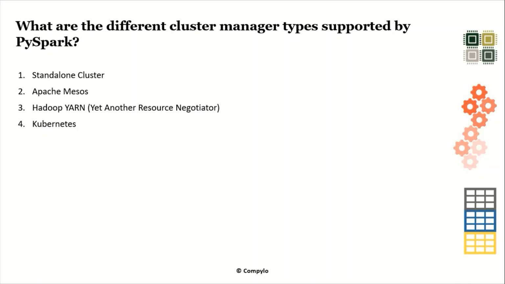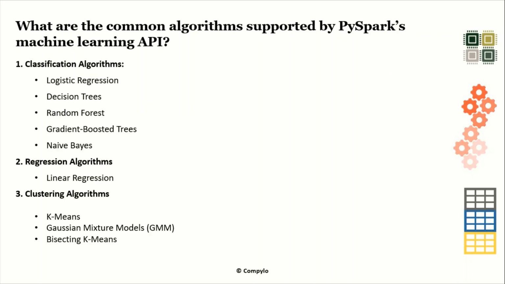Each cluster manager has its strengths and is suitable for different use cases. The choice of cluster manager depends on factors like existing infrastructure, the scale of the application, resource management needs, and the complexity of the deployment. PySpark's flexibility allows users to leverage any of these cluster managers to effectively run distributed data processing jobs. Next question is, what are the common algorithms supported by PySpark's machine learning API?